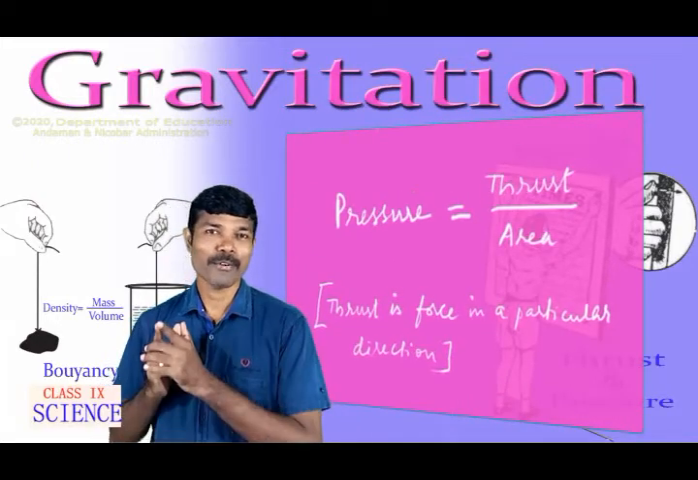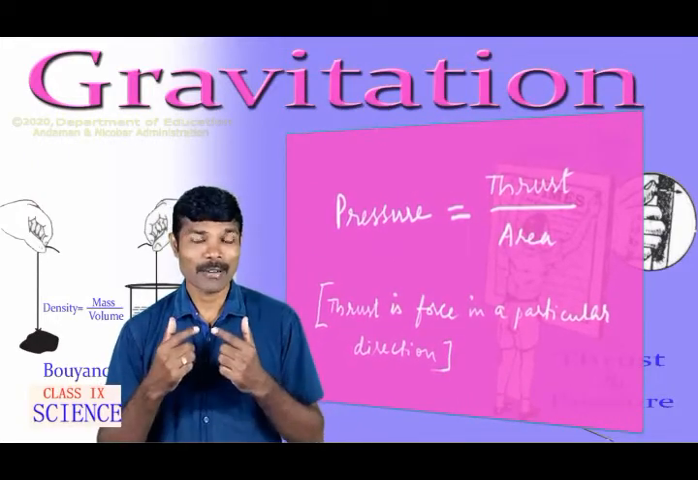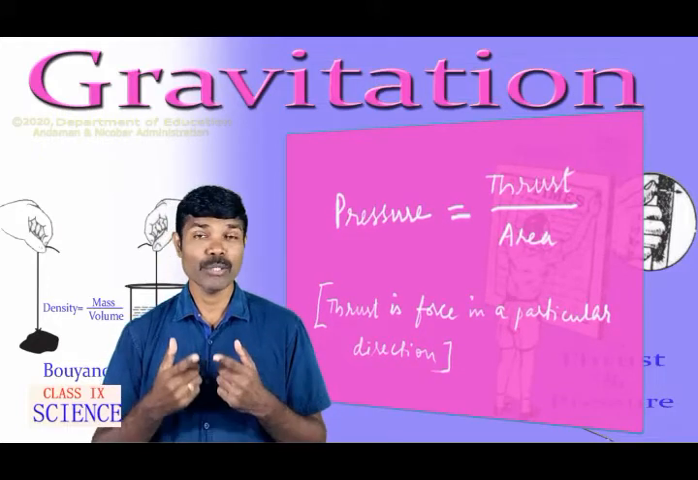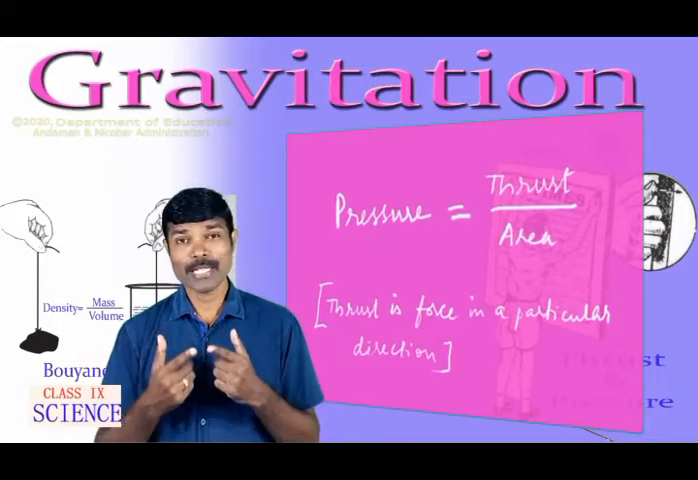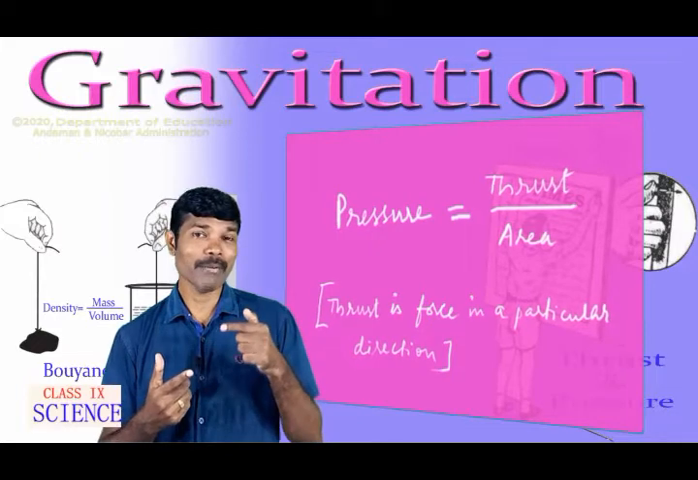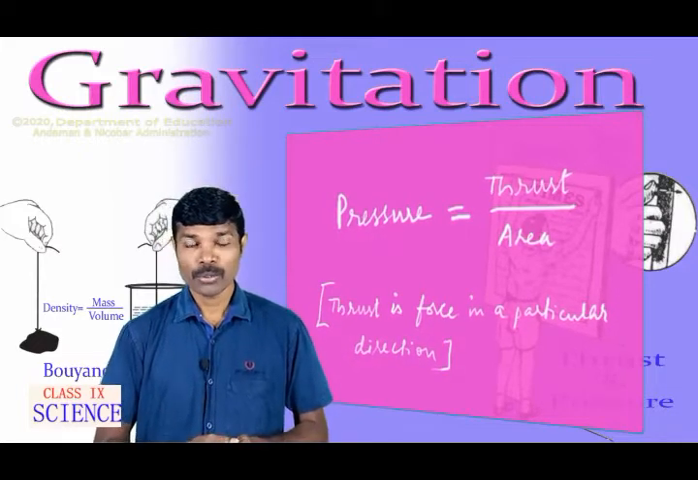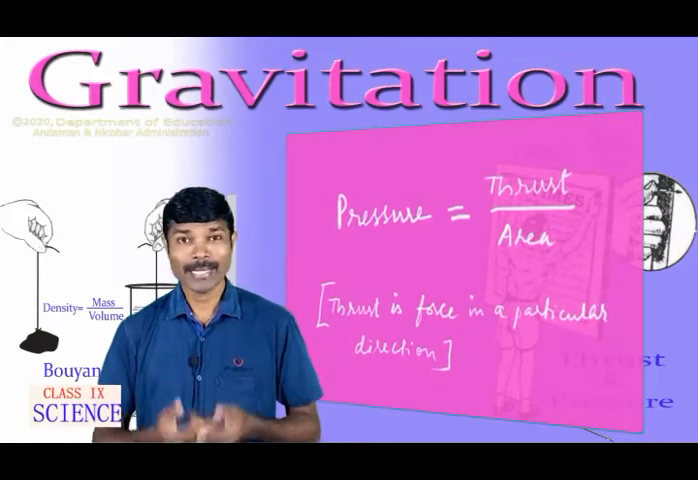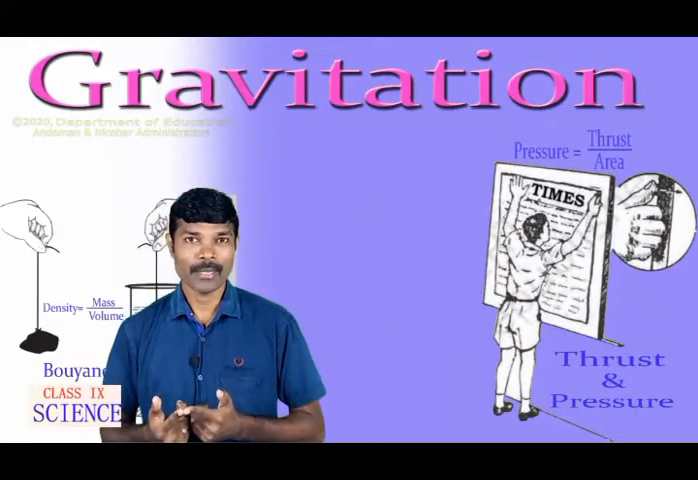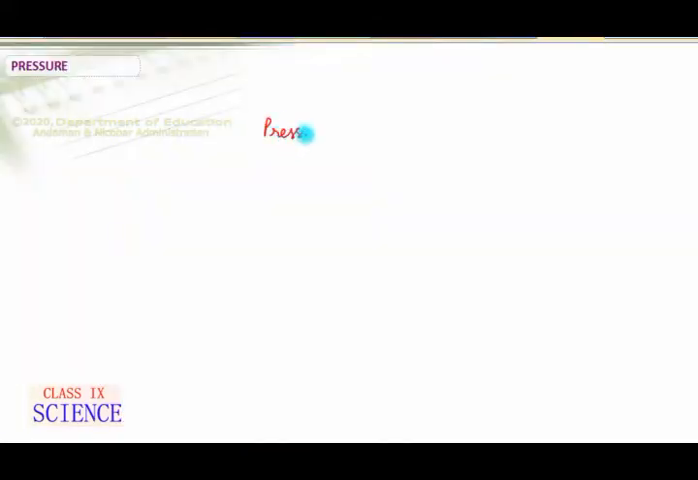Let us now understand what is pressure. Pressure is the force applied on an object in a unit area. So, whenever force is applied on an object in a particular direction, we are going to apply, right. So, pressure can also be defined as thrust by area. So, pressure is equal to thrust divided by area, right.